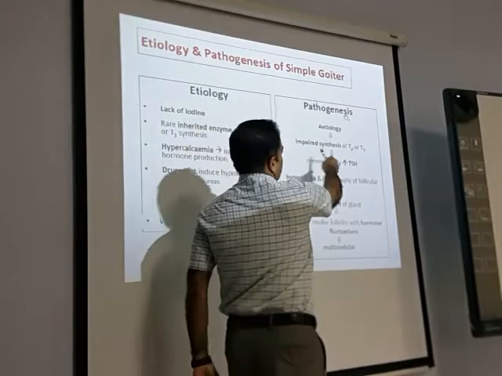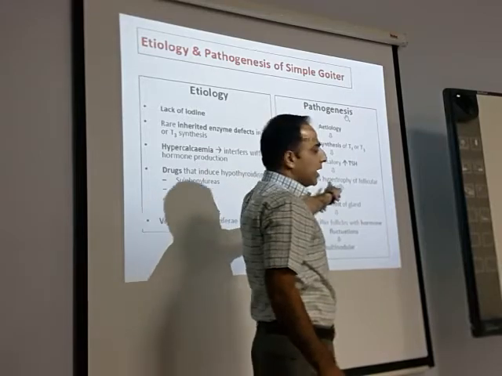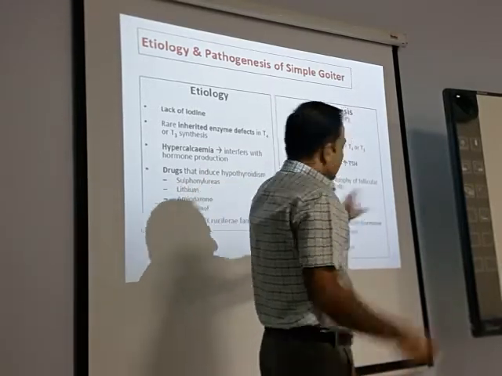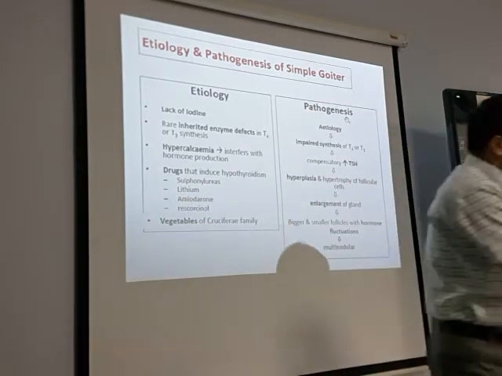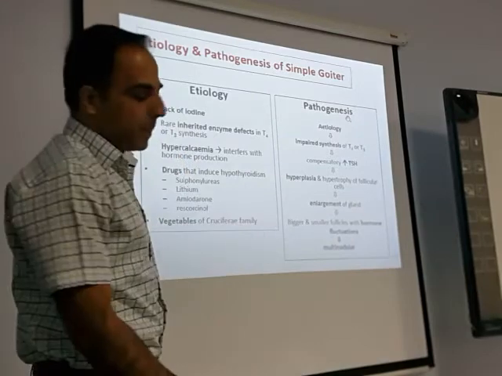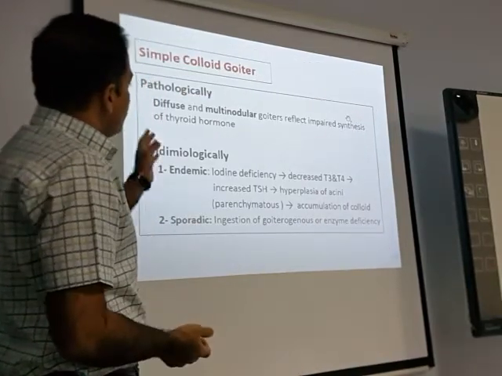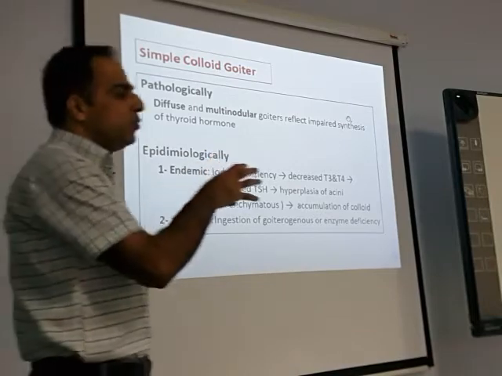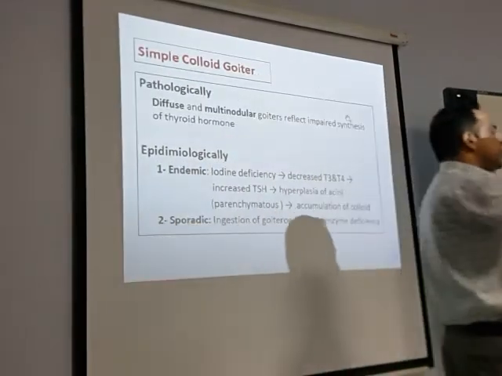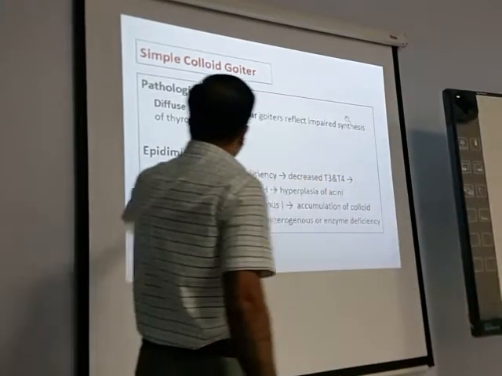Pathogenesis: T3 and T4 decrease, so TSH increases, which will stimulate hyperplasia and hypertrophy, and it causes the enlargement of the gland, then bigger and smaller follicles, then again hormone fluctuation, ultimately leading to the multinodularity. Pathologically, you will find diffuse simple goiter involving the whole gland, or in later stages multinodular goiter. Two types of goiter pathologically.